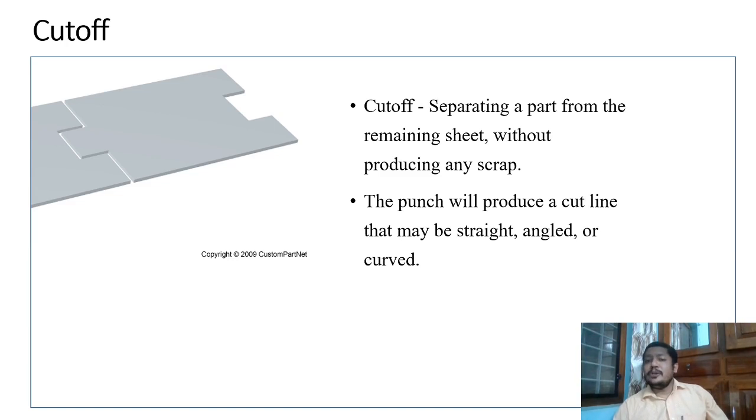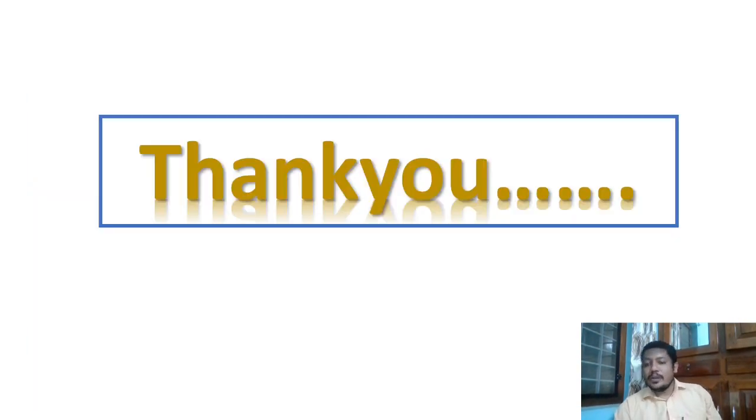The punch will produce a cut line that may be straight, angled or curved. All kinds of sheet metal covers, switch covers, motor covers, vehicle covers or vehicle casings are normally made using combinations of the processes which we have discussed here. With that, I will wind up lecture number 17.